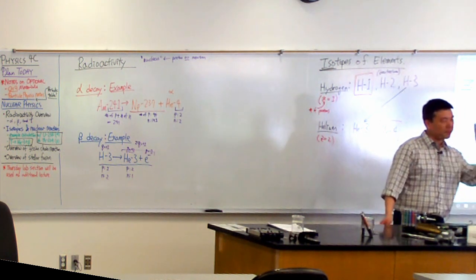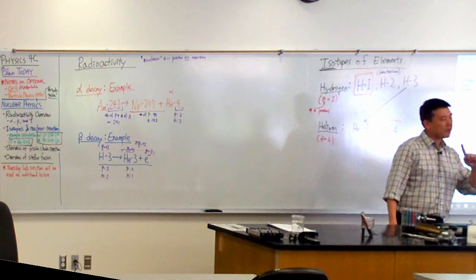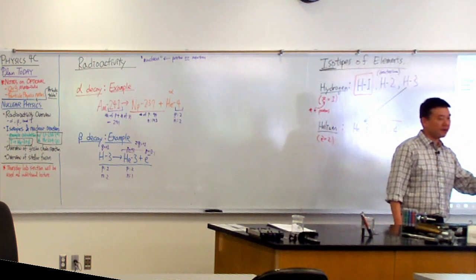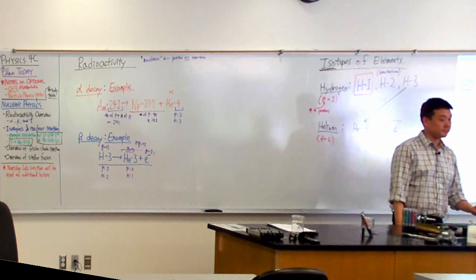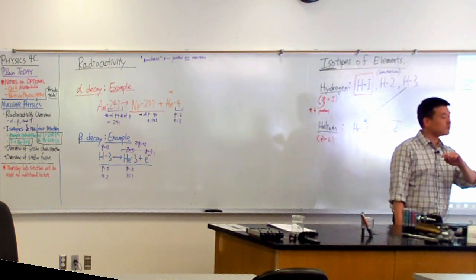What's one distinct characteristic of gamma ray that's different from alpha or beta ray? Massless, and also no charge.